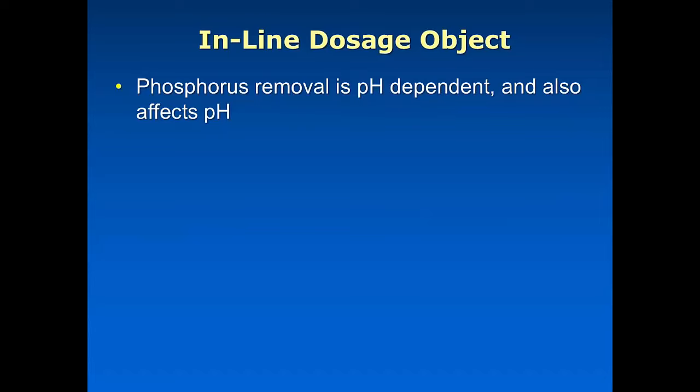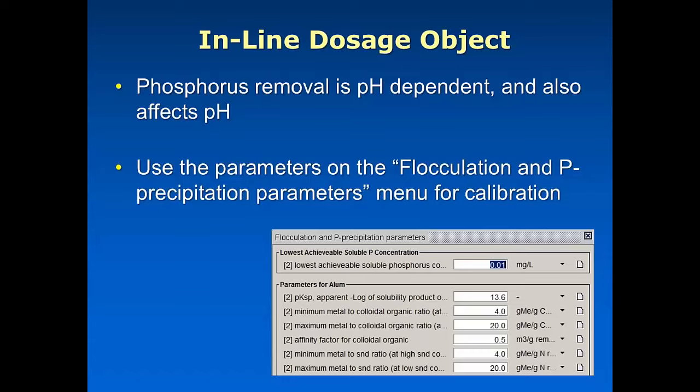So in Mantis 2, while you're doing this type of dosing, you have to keep in mind that the phosphorus removal itself is pH dependent, and the amount that you're adding also affects the pH. So within the model, we have a solver there to figure out how that's all going to work. And you can calibrate the model by adjusting things that are found on the flocculation and P precipitation parameters menu. This contains a bunch of stoichiometric ratios, which are actually pretty well known. You probably don't want to adjust those.